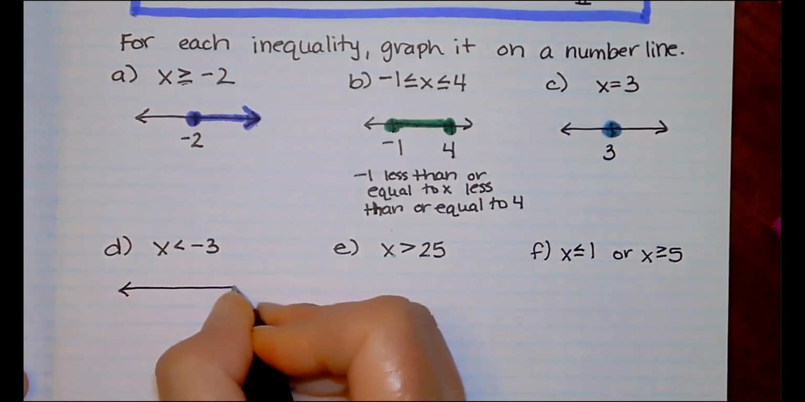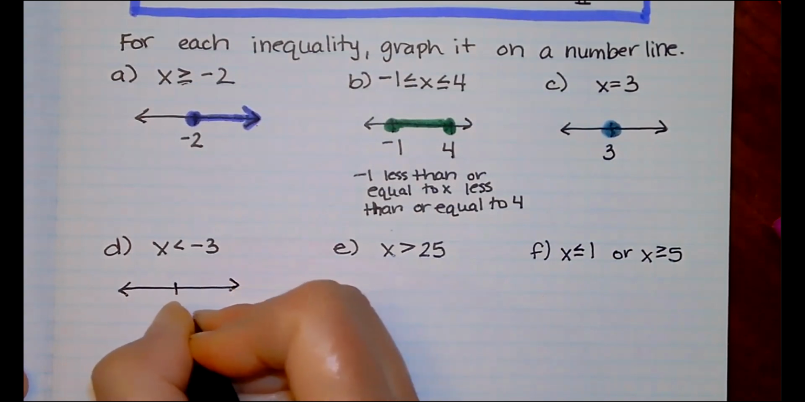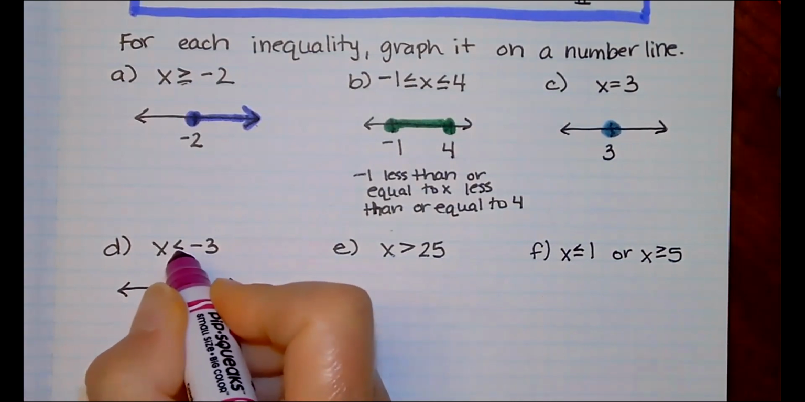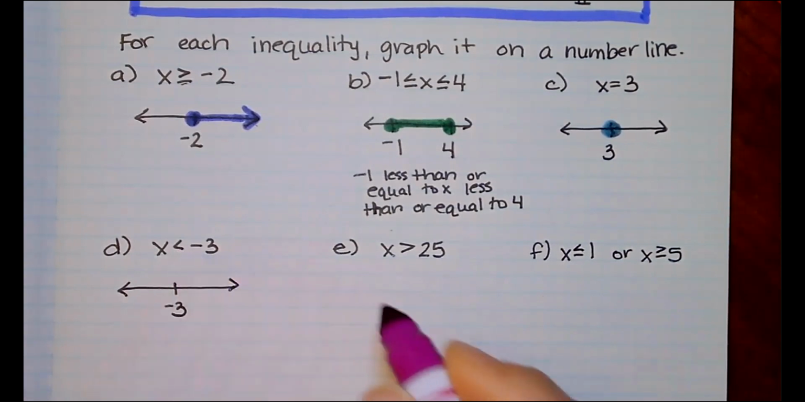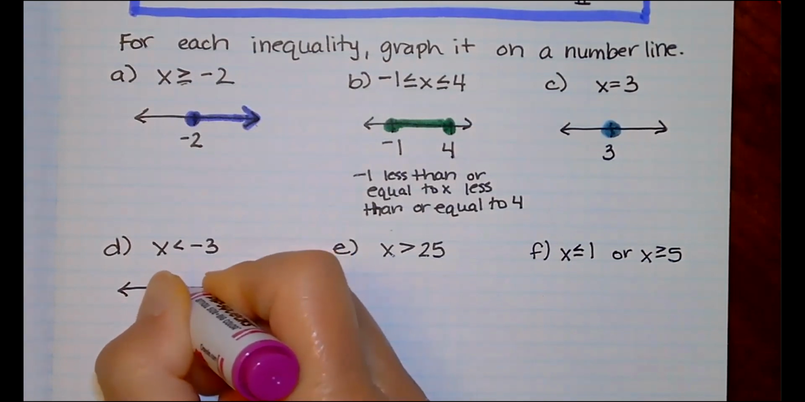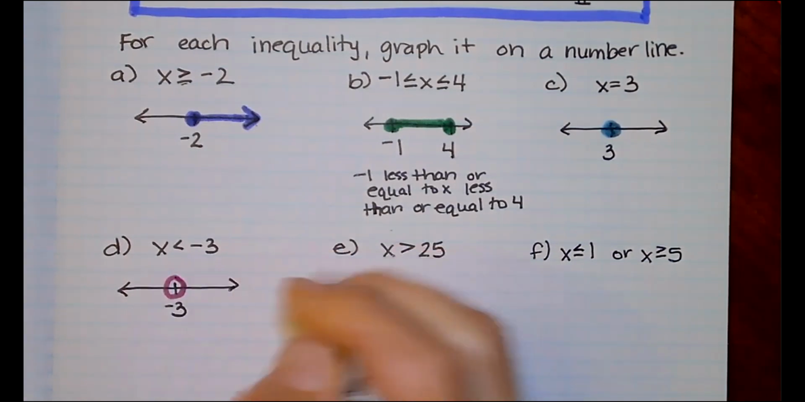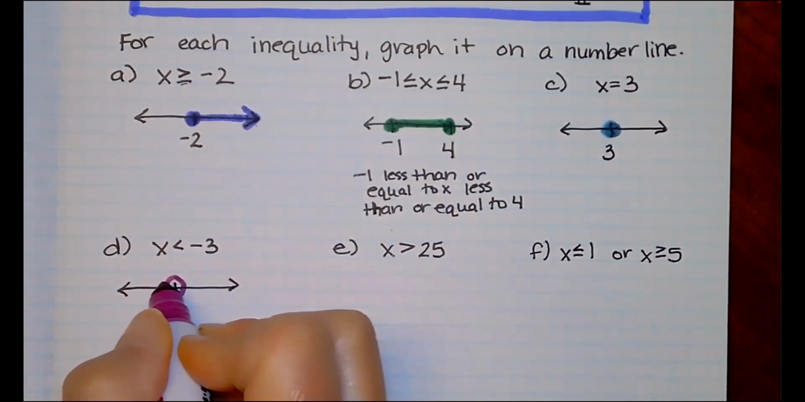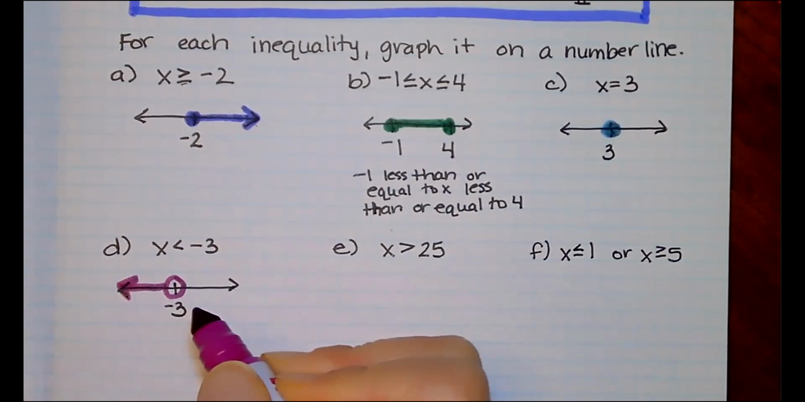So I'm going to get my number line, have -3, and because this is less than without the equal, I'm going to have an open circle at -3. And then if it's x is less than, I want things smaller. So to the left are going to be the numbers that are smaller.